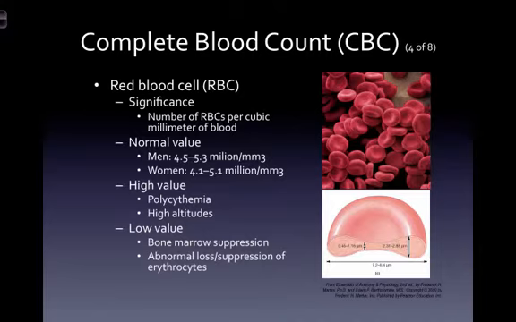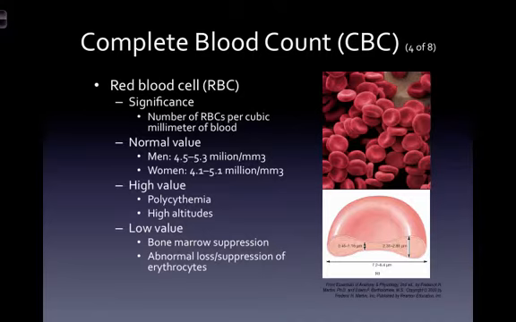Red blood cells, significant, is the number of red blood cells per cubic millimeter of blood. Normal value for men, 4.5 to 5.3 million per millimeter squared. In women, 4.1 to 5.1 million per millimeter squared. High value would be polycythemia, again from hypoxia, or high altitudes.